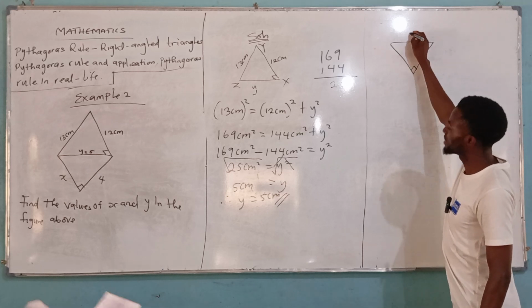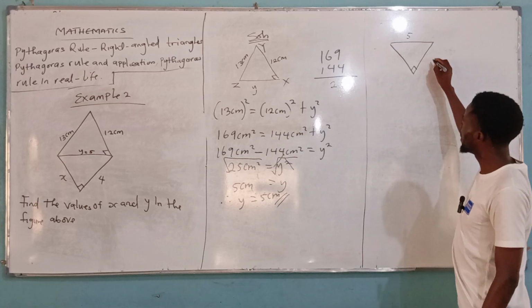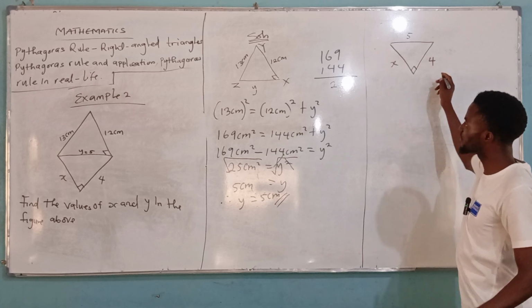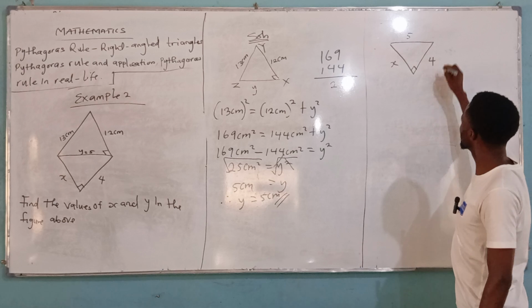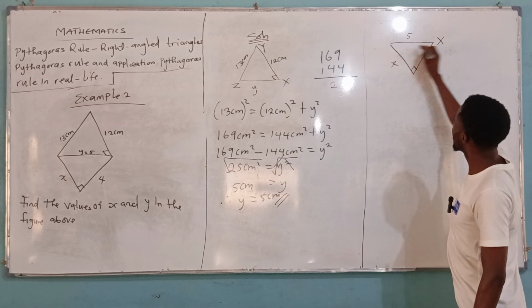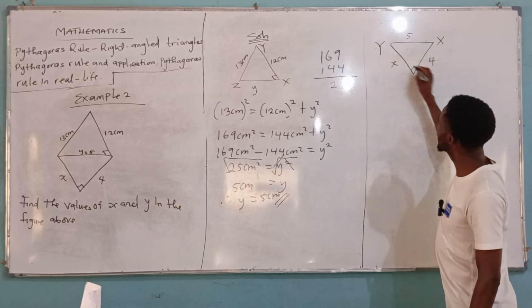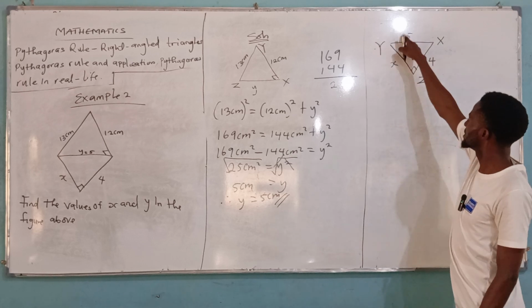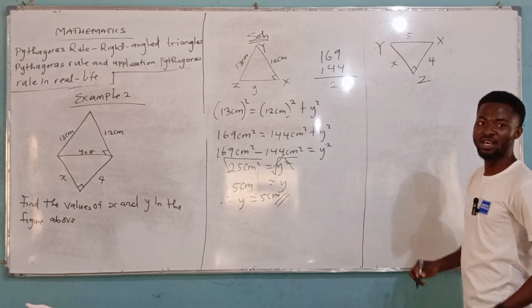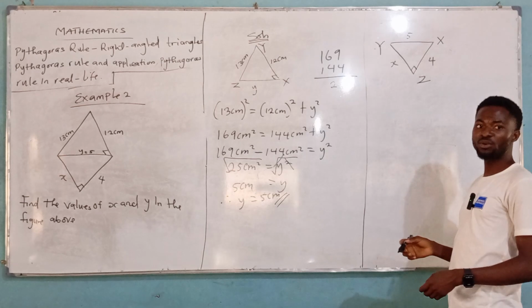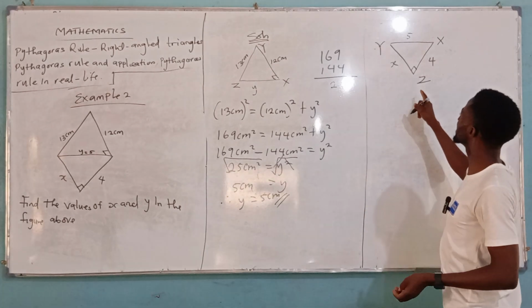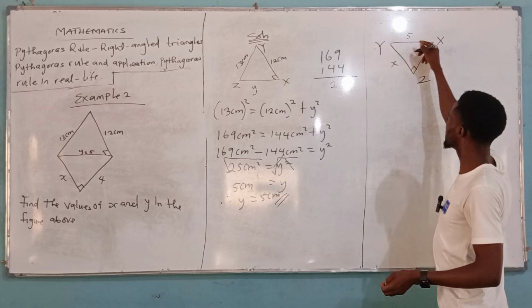And then we're having 5 here. We're having 4 here. And then we're having x here. So from what we're having here, we have x, y, z. So this is small z, this is small y. So from our Pythagoras rule, they say the square of the hypotenuse. Which side is our hypotenuse now? This is it, which is small z.